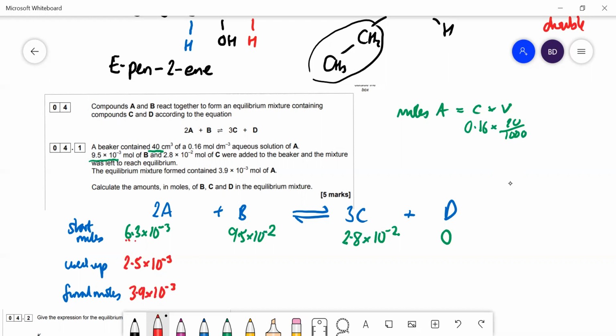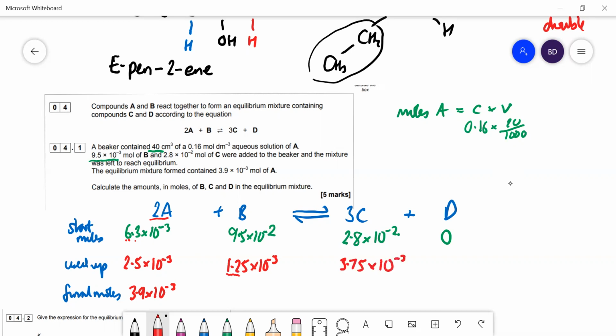Okay, now we've used that much A. We've used up half the amount of B because it's 2A reacting with 1B. So the amount of B used up is 1.25 times 10 to the minus 3. And the amount of C formed, well, we're going to form 3 times this value. So that's going to be 3.75 times 10 to the minus 3.